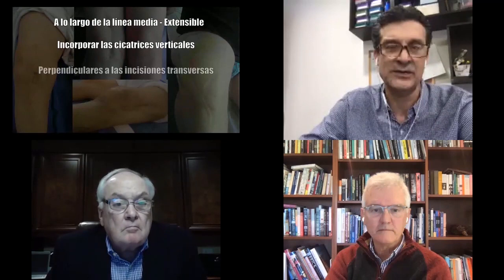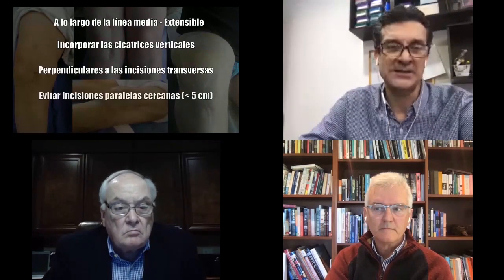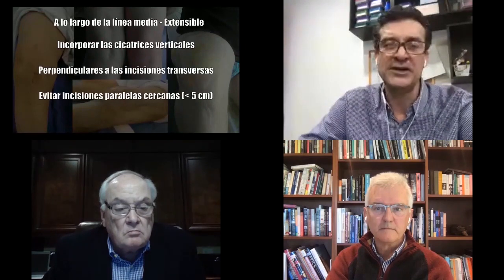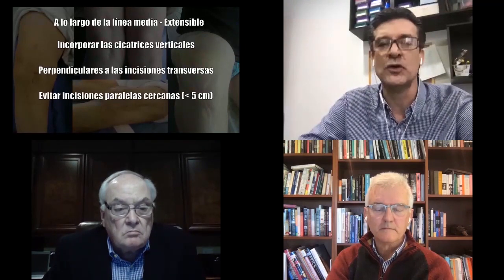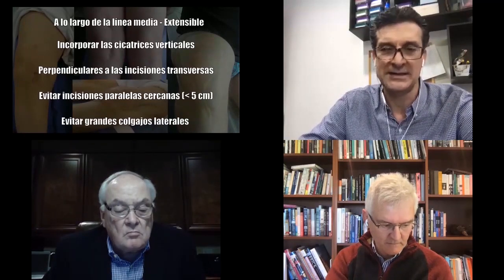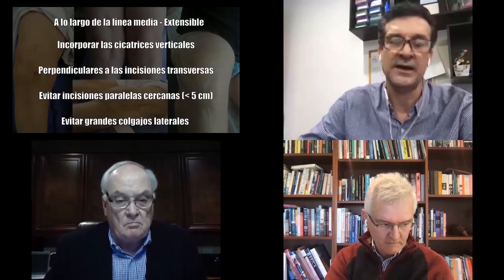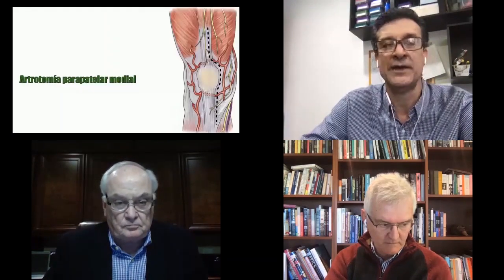en la resección de los tejidos, atravesemos perpendicularmente las incisiones transversas previas, evitemos incisiones paralelas cercanas, ojalá no tengamos colgajos por encima de 5 centímetros, y evitemos los colgajos laterales, escogiendo la incisión más lateral para evitar esos colgajos laterales grandes, porque por ahí entra la mayoría de la circulación.